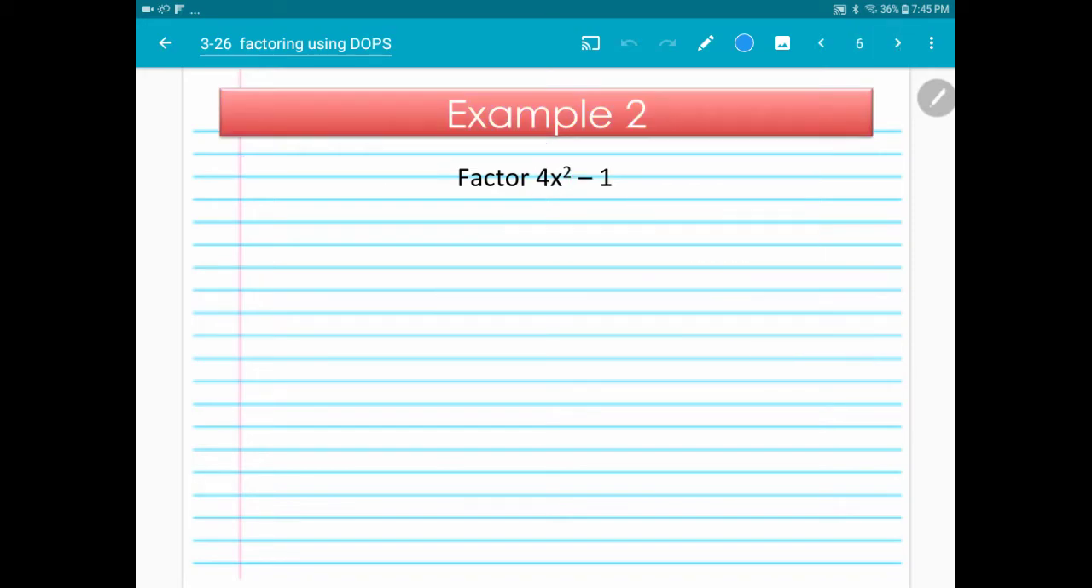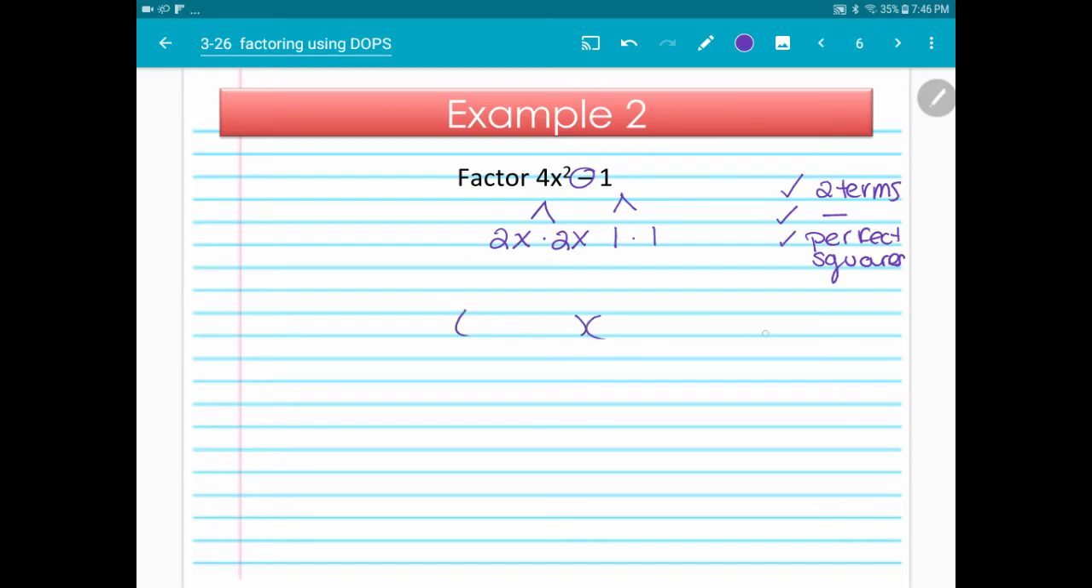Let's try another one. So let's go through our checklist. Is it a binomial? 2 terms. Yes. Is it subtraction in the middle? Yes. So subtraction, 2 terms. All right. Do I have perfect squares? Let's check that out. So how do I make x squared? X times x. But this is a 4x squared, so I need 2 times 2. Is that a perfect square? Yes. What about 1? 1 times 1. So we have perfect squares. So I have all those three things.